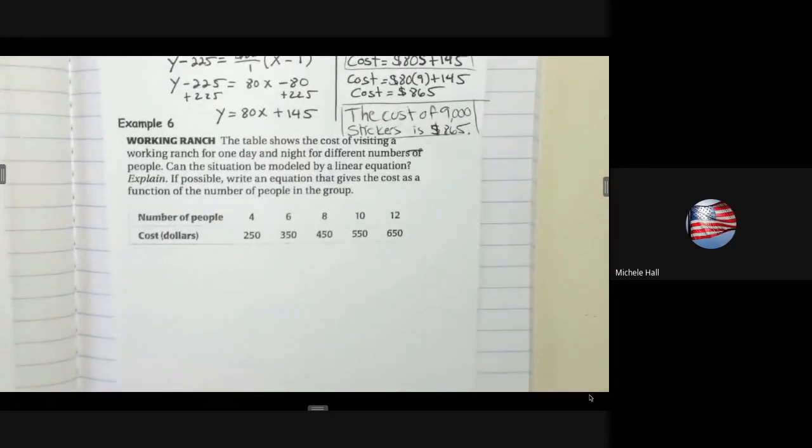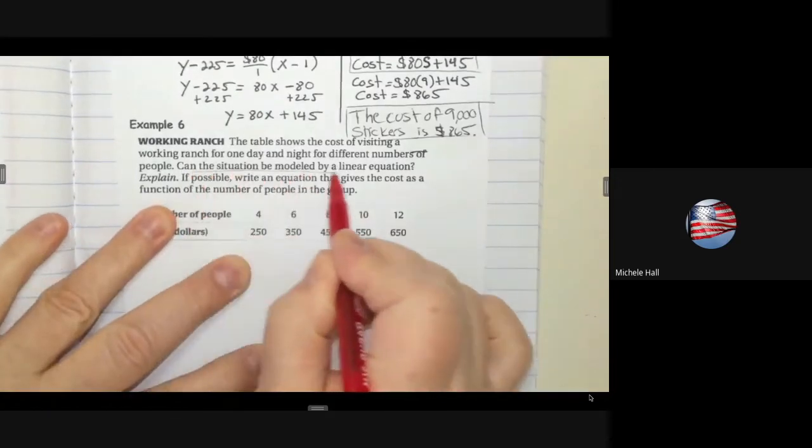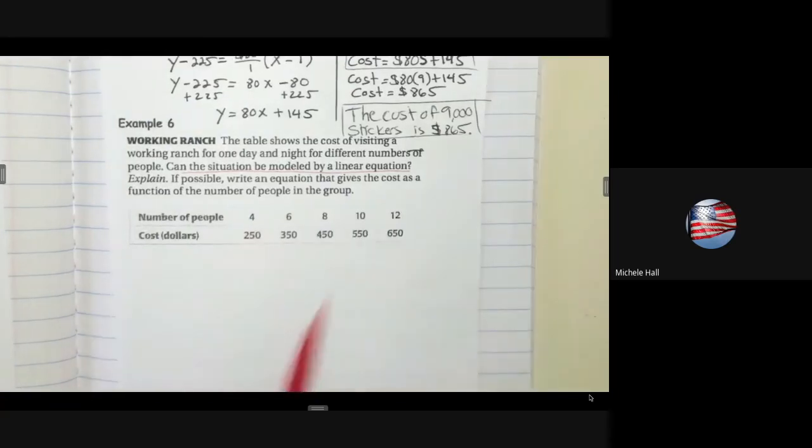Example 6. The table shows the cost of visiting a working ranch for one day and night for different numbers of people. Can the situation be modeled by a linear function? That's the first question. Is this a linear function? Explain. If possible, write the equation that gives the cost as a function of the number of people in the group. So they want to know if our data is linear.